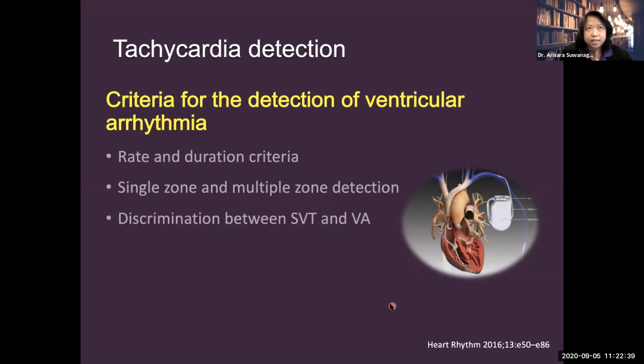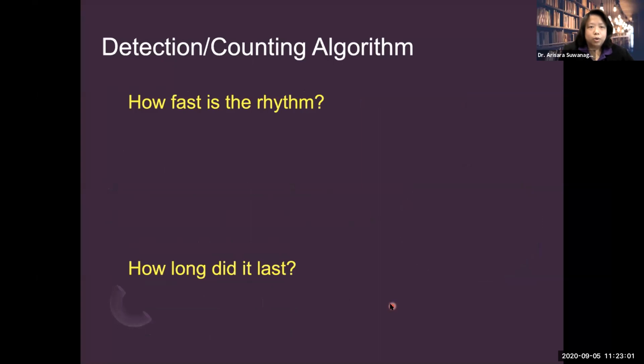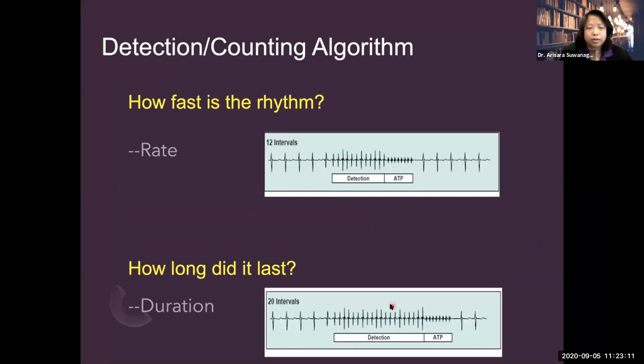We set up the discriminations that make sure the device discriminates VT from SVT, and VT by onset, stability, and morphology. And of course, if they have a dual chamber, they will have AV association criteria as well. Okay, so when you want to detect VT, we know that it's a fast heart rate, so they have a rate criteria and a duration criteria. They have to know how fast the rate is, so you can set it up, and then you set how long that fast rate comes in, and then you define the VT or VF.